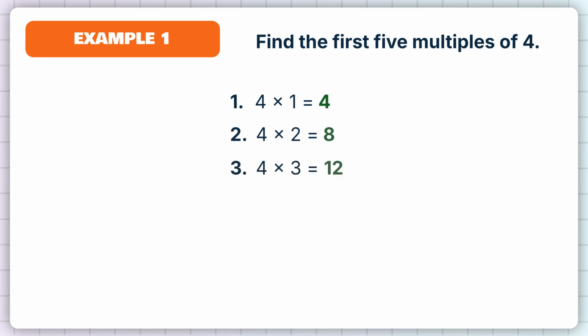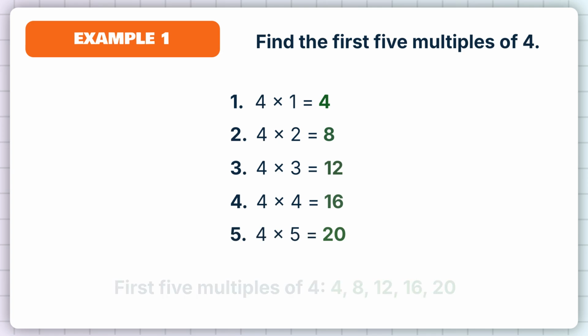Thirdly, multiply 4 by 3, which equals 12. Fourth, multiply 4 by 4, which equals 16. Fifth, multiply 4 by 5, which equals 20. So the first 5 multiples of 4 are 4, 8, 12, 16, and 20.